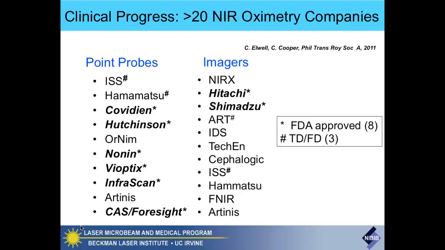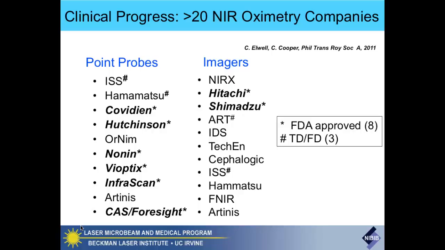And the point probes, some of them are time domain and frequency domain. So this ISS probe, Hamamatsu. But you can see there are hardly any time domain or frequency domain devices that are commercially available. Very, very few. So that should tell you something. One thing it says is that it's relatively easy to make a CW device. There are business models for that with disposable elements.